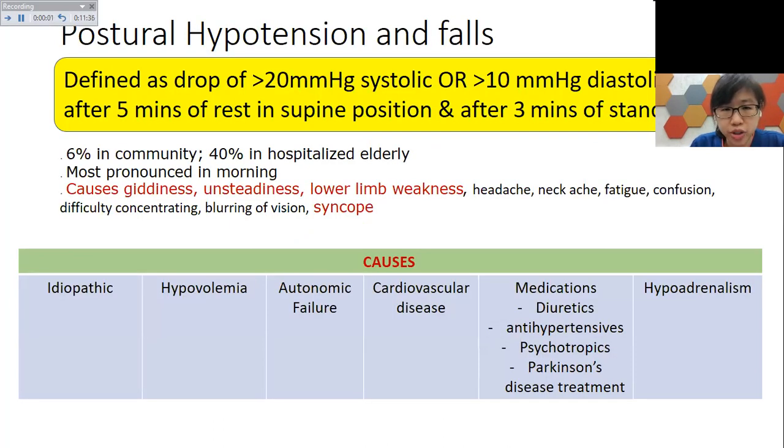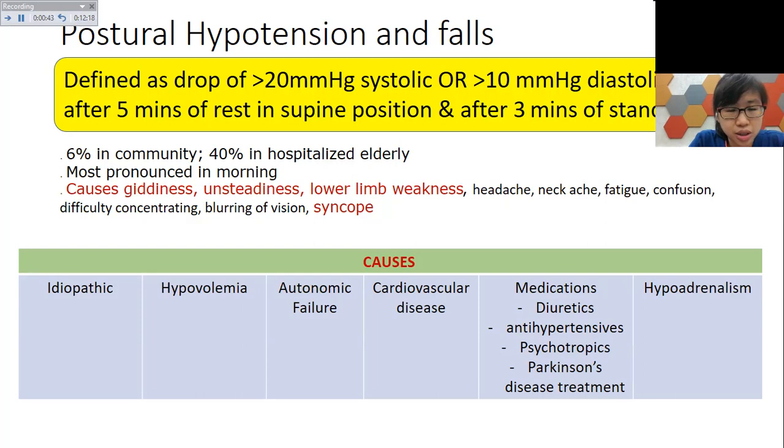Next, we move on to postural hypotension as a common cause of falls. So postural hypotension is defined as a drop of 20 mmHg or more of the systolic blood pressure, or a drop of 10 mmHg or more of diastolic blood pressure after 5 minutes of rest in the supine position and after 3 minutes of standing. It's fairly prevalent in our community. 6% of our elderly population have postural hypotension. Some may be asymptomatic, and 40% prevalence in hospitalized elderly.